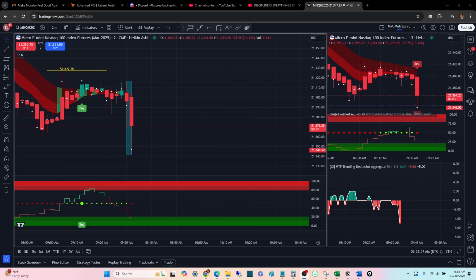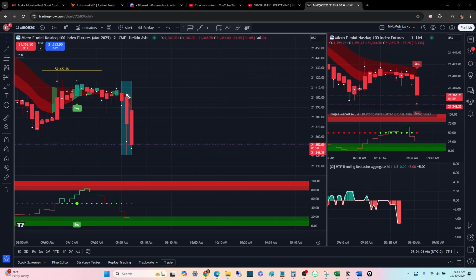Okay, so it's possibly looking like we're going to have a sell. We've got a red profit wave, a red HA candle, a red dot, and a red MFI line, or MFL line. So we'll be looking for sells. And again, what I'm looking for is a close of this candle within the body of the candle before it. So I'll just keep moving.